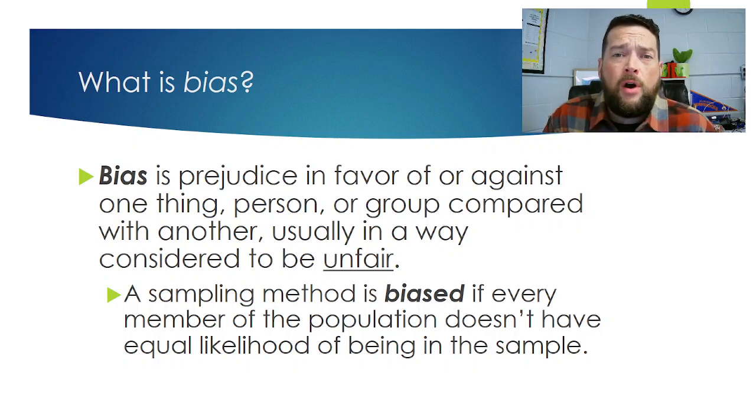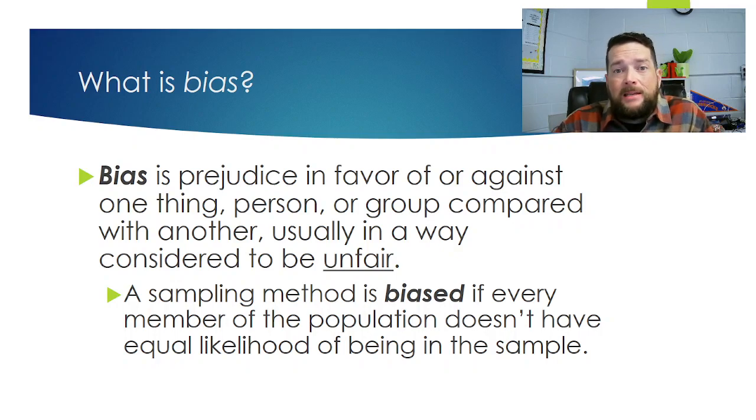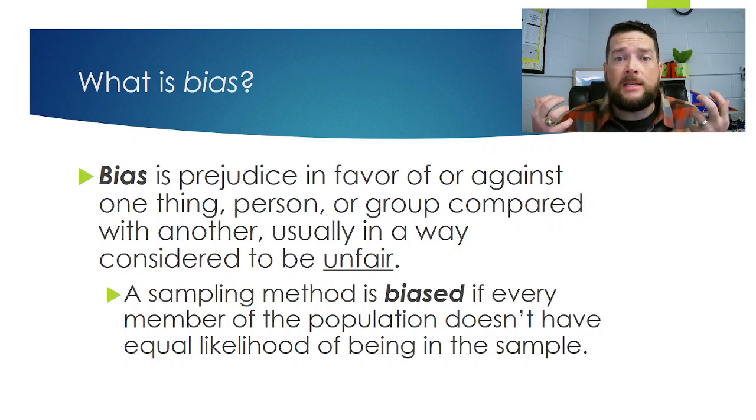To the best of our ability, we want to try to eliminate bias, all right? Now, bias is prejudice, and we usually think of that word in a negative context, but in terms of statistics, it just means favor of a particular person, group, or thing compared with the others. And usually we consider bias to be unfair. So we want data and statistics that are representative of the entire population, which means it's unbiased. It doesn't have bias as best as we can control.